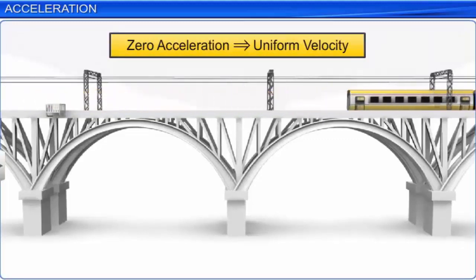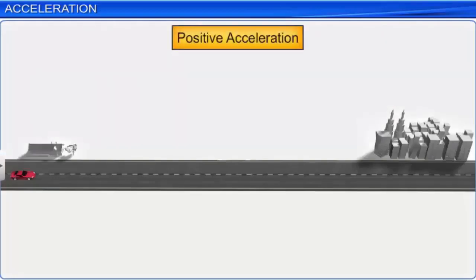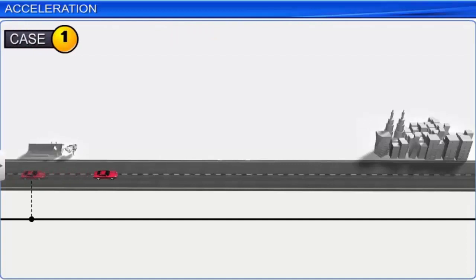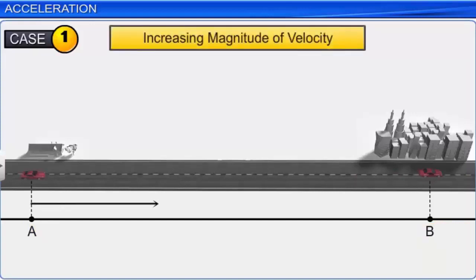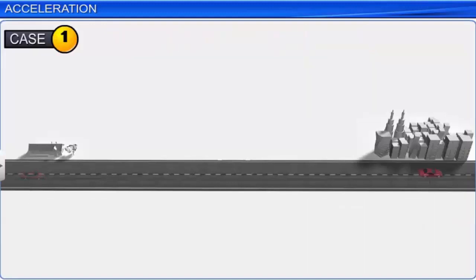Case 1. Let us consider a body, say, a car moving along a straight line, that is, from point A to B, with increasing magnitude of velocity. The body is said to be moving in the positive direction. Here, delta v is positive and direction of motion is positive. Therefore, with these two values being positive, acceleration is also positive.